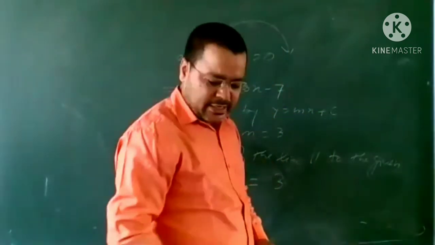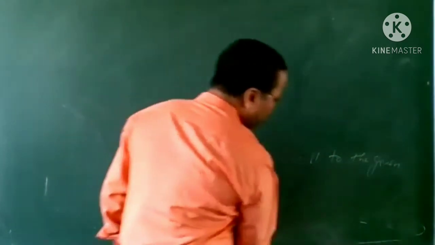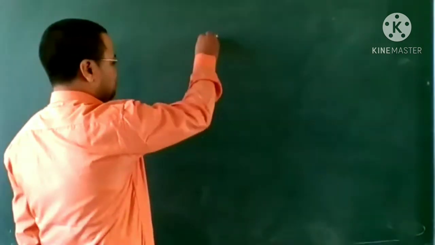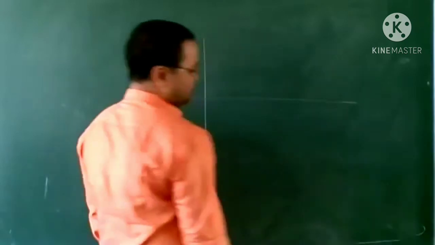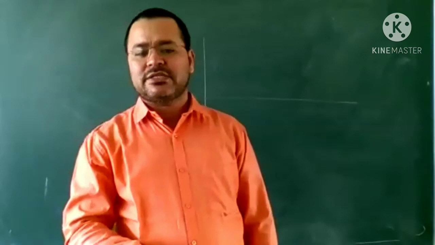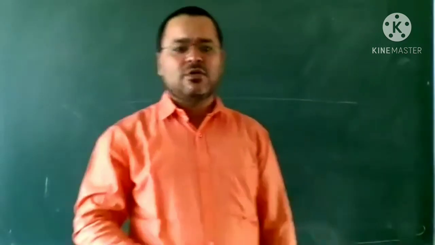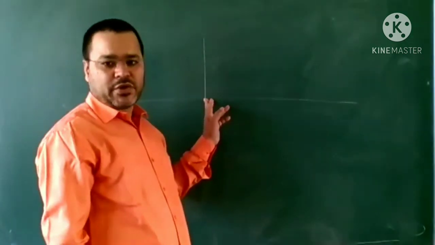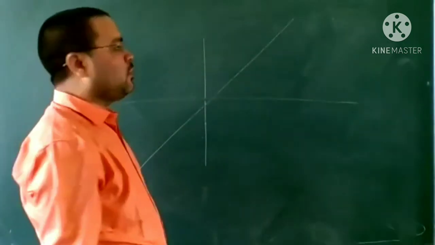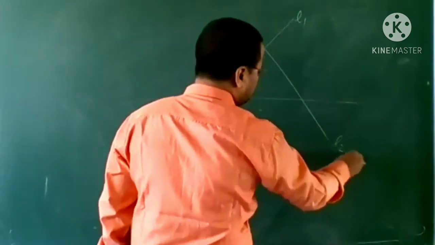Okay, so here let us see slope of a perpendicular line. First of all, we make the coordinate axis here. Coordinate axis means what? X-axis and Y-axis. The point where coordinate axes intersect is called the origin. Okay. Now let there be two lines. Here this is one line, and one more line. Let this be L1 and this be L2.